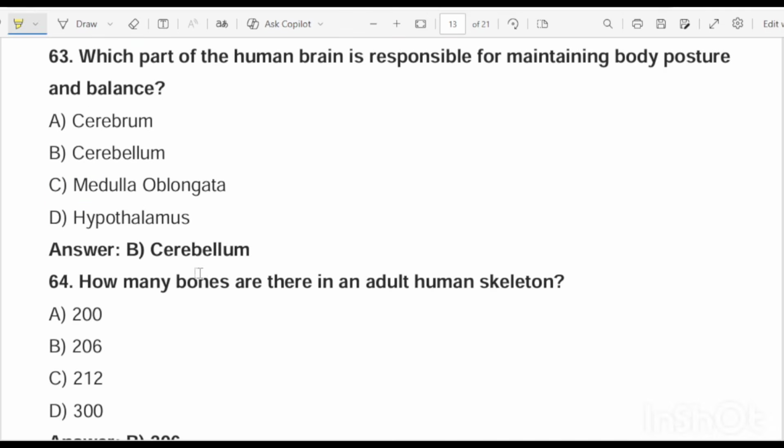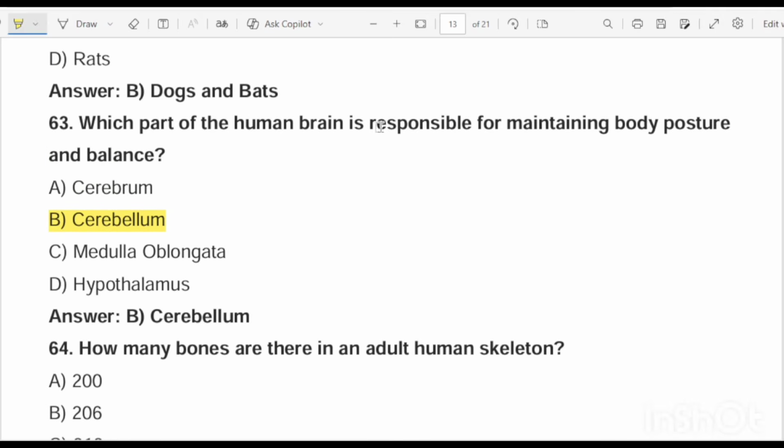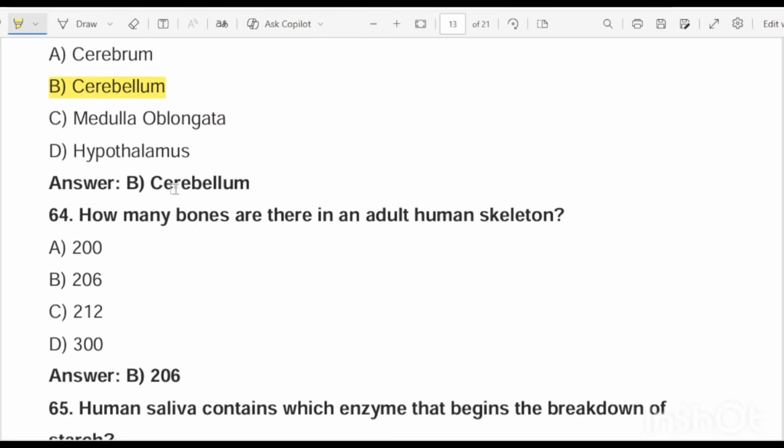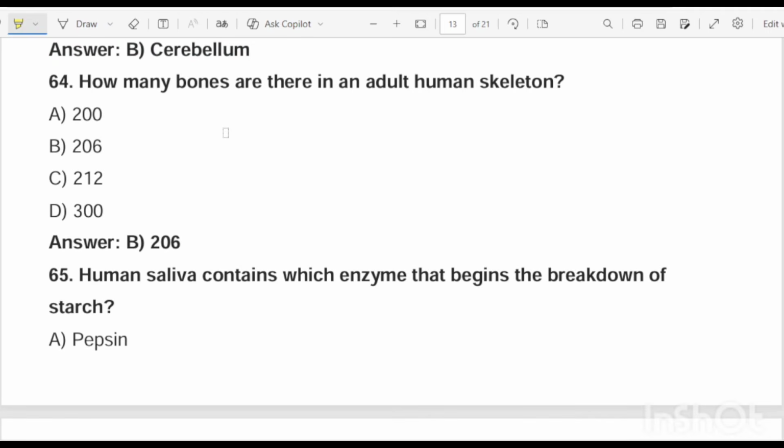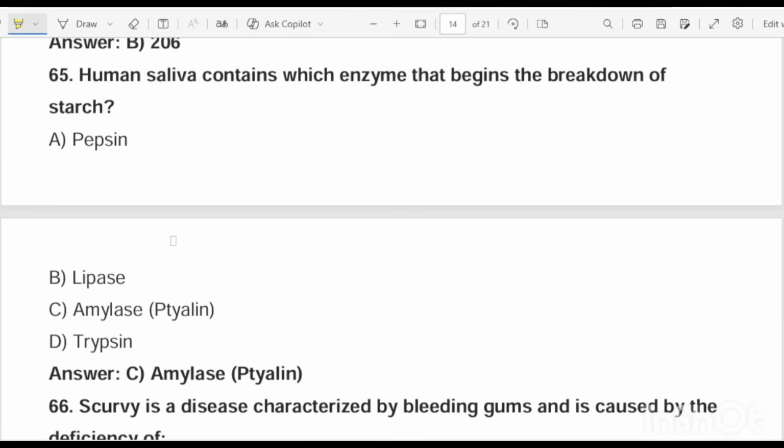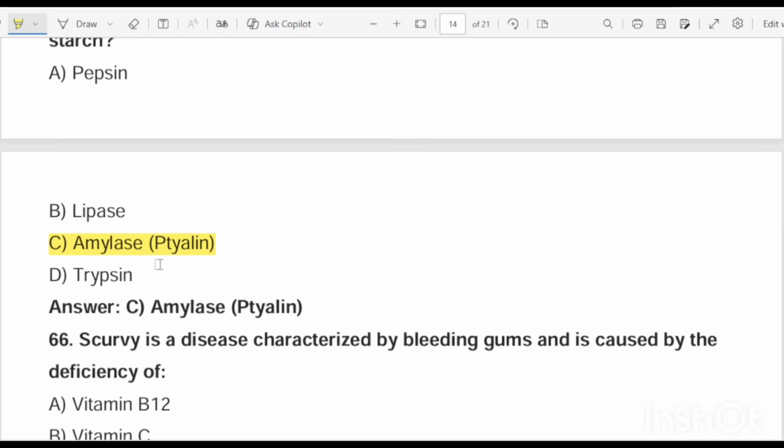Next question. Which part of the human brain is responsible for maintaining body posture and balance? Correct option, option B, cerebellum. Next question. How many bones are there in an adult human skeleton? Correct option, 206. Next question. Human saliva contains which enzyme that begins the breakdown of starch? Correct option, option C, amylase or ptyalin. The P is silent here.